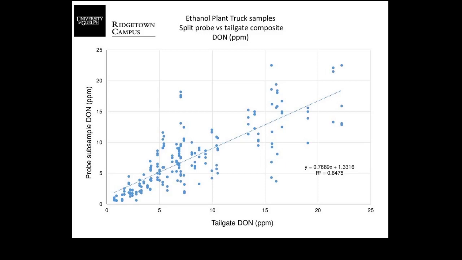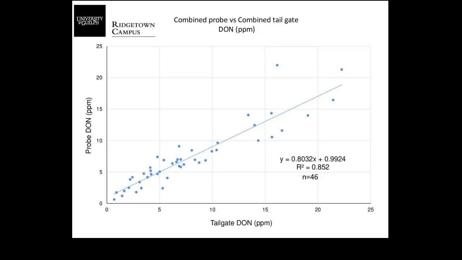And you can see these numbers cluster into sets of 4. And you can see that these numbers are quite scattered, and so there's a lot of variation when you look at splitting those samples. Now what we did is we recombined those 4 and ran the test again, and this time, when you think of mycotoxins, this is a pretty good agreement between the probe sample and the tailgate sample. So once you take the whole sample and you run the test, then there's very good agreement. And this was really encouraging.